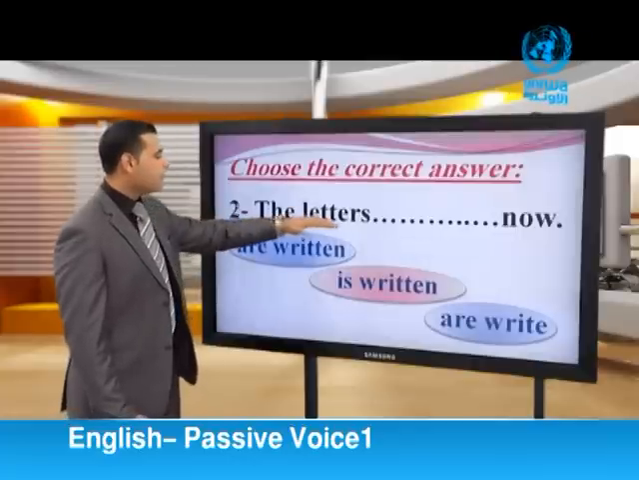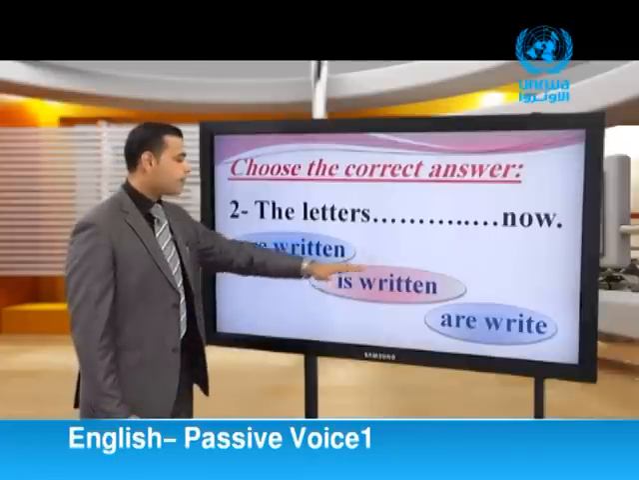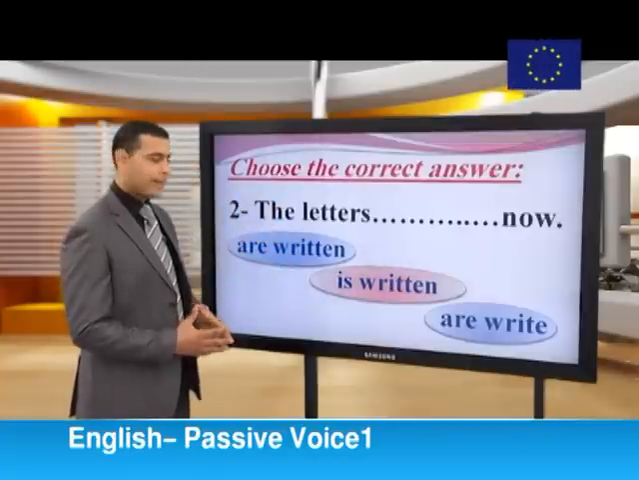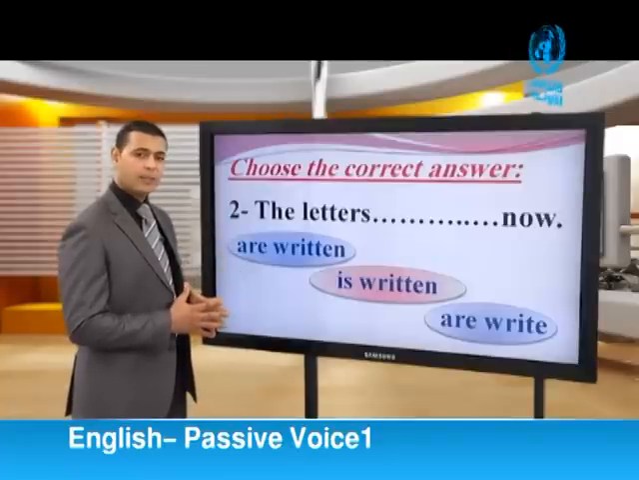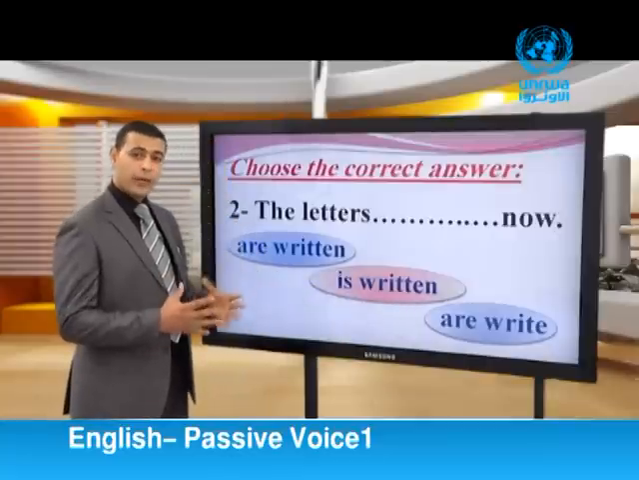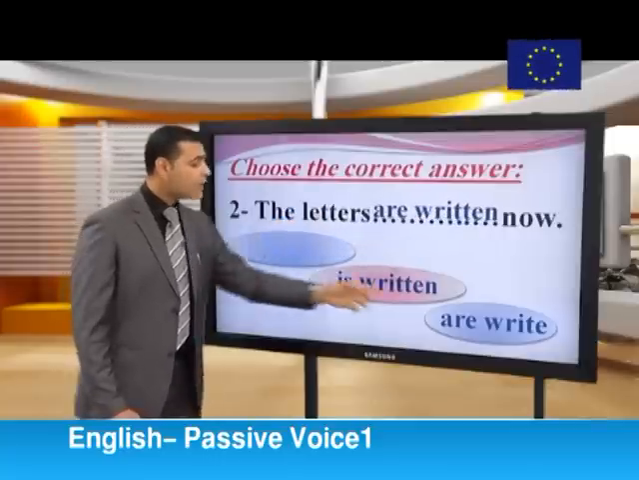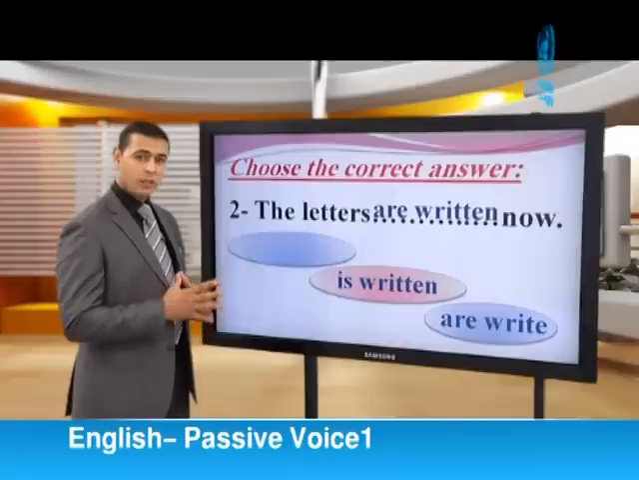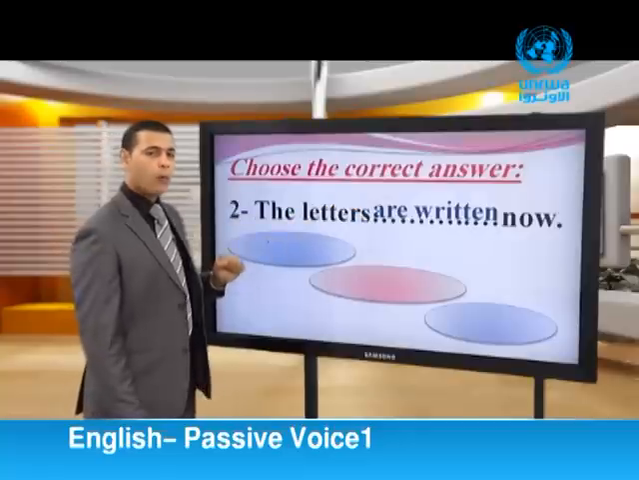Number 2, the letters now. The letters are written, is written, are right. The letters is a plural subject, so we need to use are plus the past participle. Here we have are written and here we have are right. Which is the correct answer? Of course, it's the first one, which is are written. But why not are right? Because right is in the first form, not in the third form. So the correct answer is are written. The letters are written now.